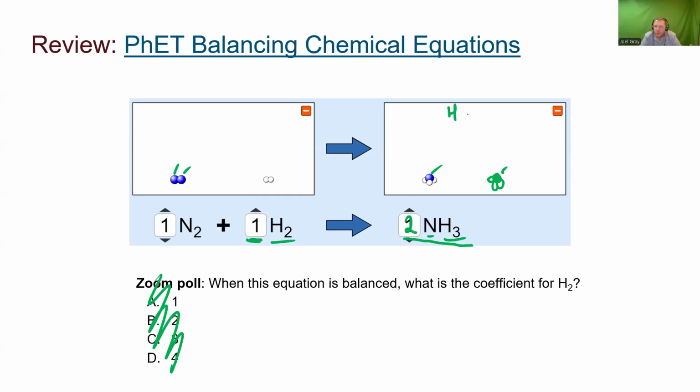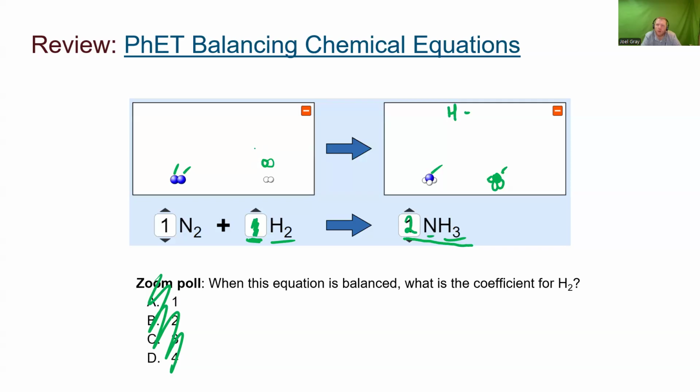How many H's do I have on the product side? Add to the chat the number of hydrogens that I have right now on my product side of my reaction. I've got 6. Okay. How many H2s do I have on my reactant side? Add that to the chat. 2. Okay. Now how many hydrogens do I have on my reactant side? 4. Okay.